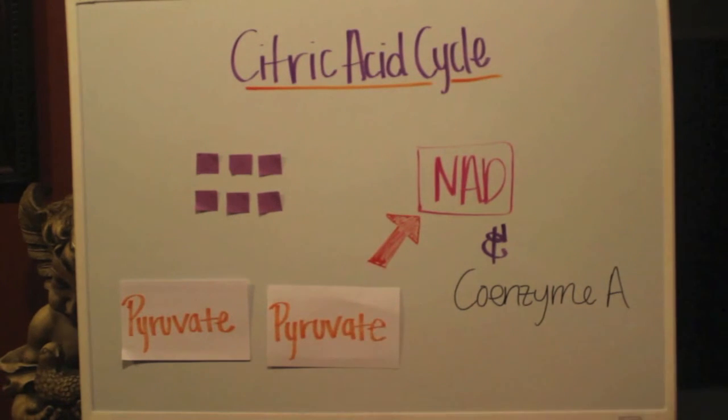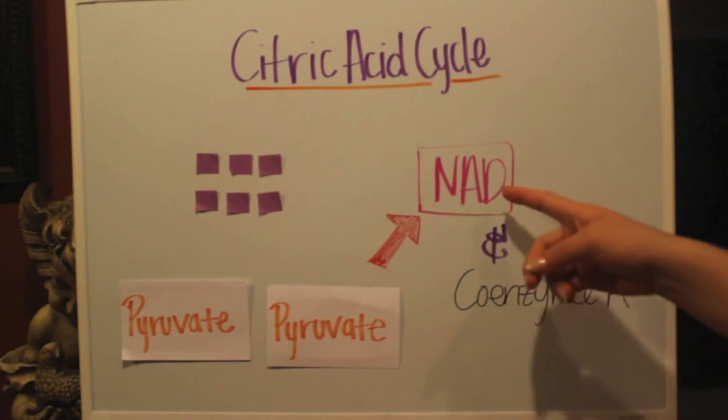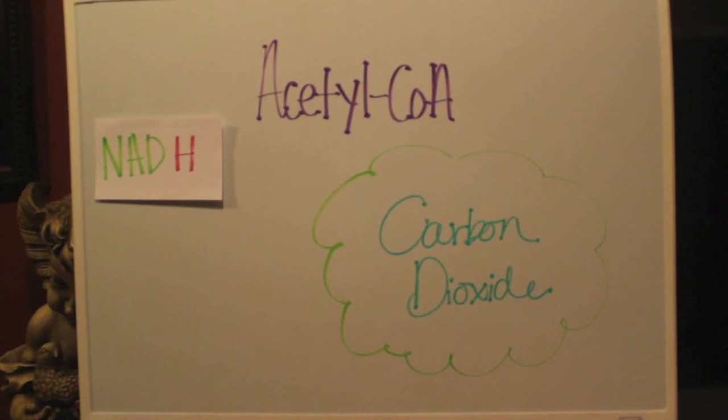Each pyruvate molecule takes part in a reaction that involves NAD and coenzyme A. This reaction produces 1 molecule of carbon dioxide, 1 NADH, and 1 acetyl-CoA. Acetyl-CoA is a 2-carbon group that is attached to a coenzyme A.